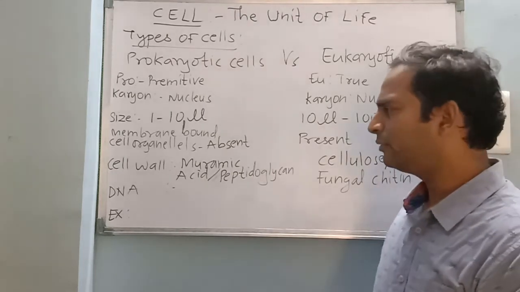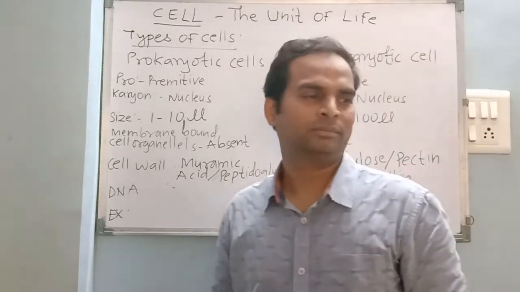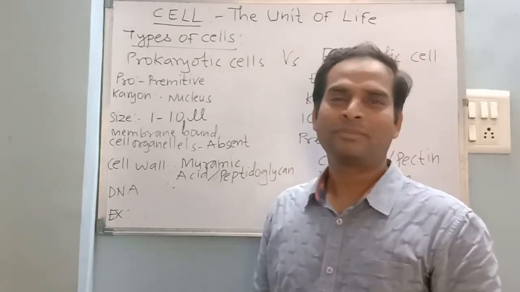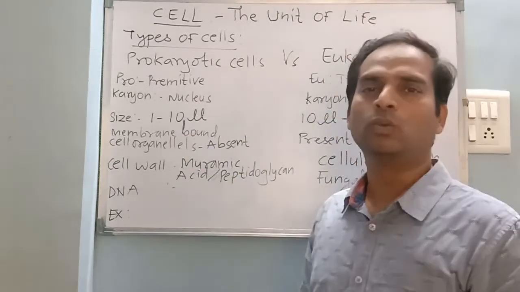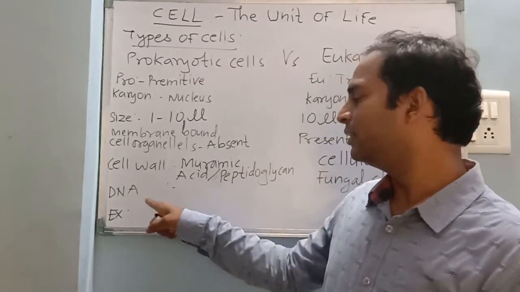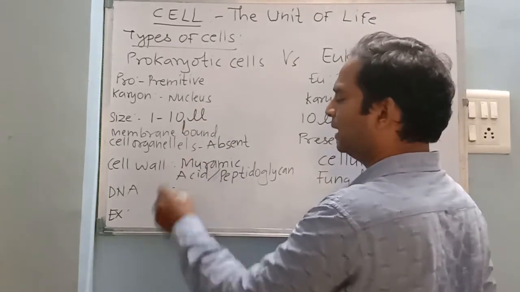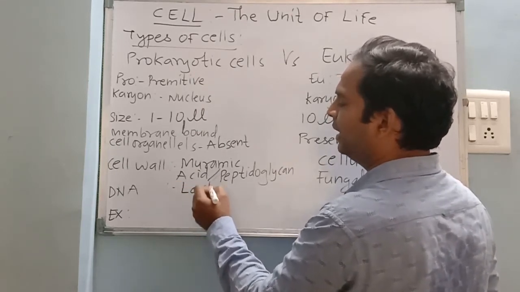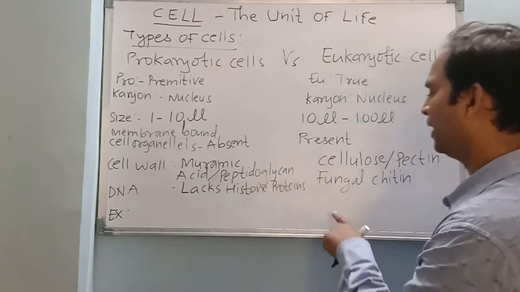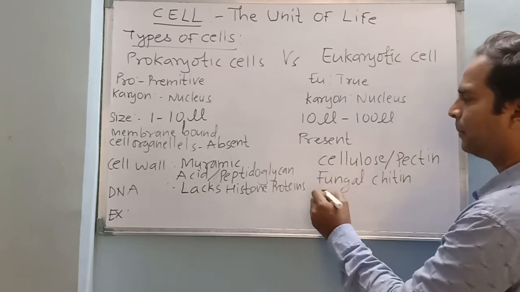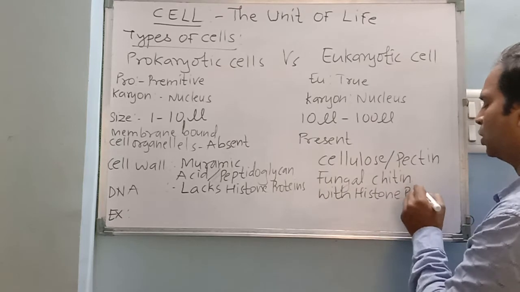Now comes difference number 5, DNA. I hope you remember the full form of the word DNA. Deoxyribonucleic acid. So this is the genetic material present in all living cells, so obviously in prokaryotic cells too. But there is something associated with this DNA in eukaryotic cell, and that is called histone protein. So whenever we say prokaryotic cell, the DNA lacks histone proteins. Remember this, DNA lacks histone proteins. And when it comes to eukaryotic cell, DNA is with histone proteins. So this is another important difference you need to remember.